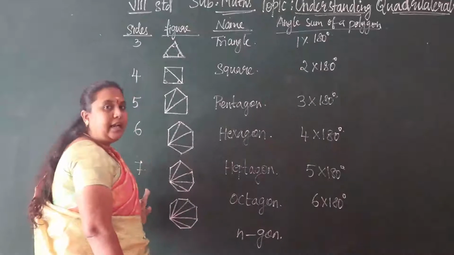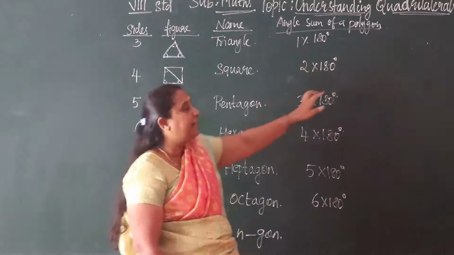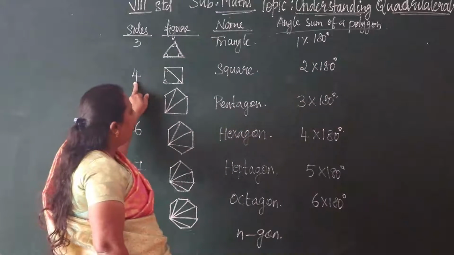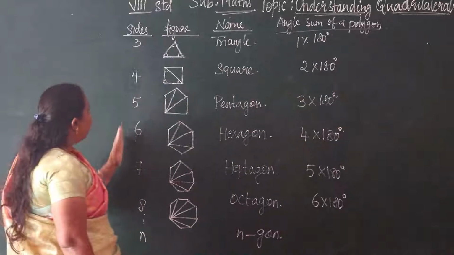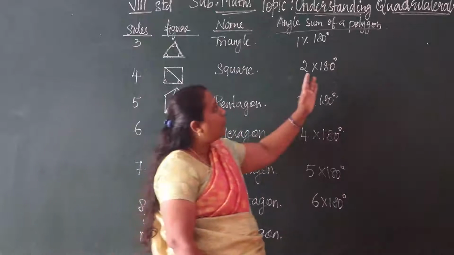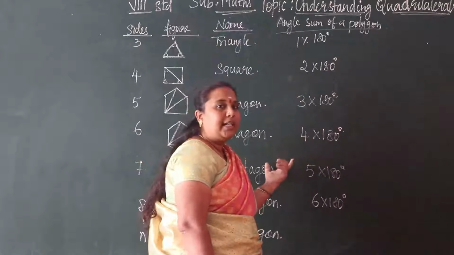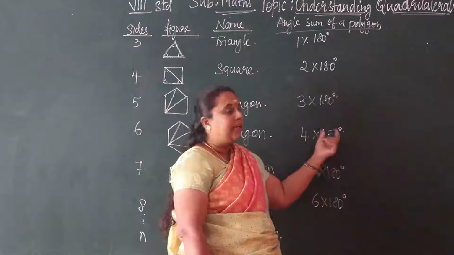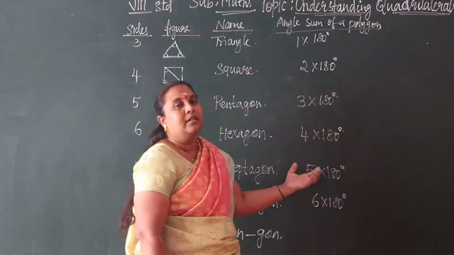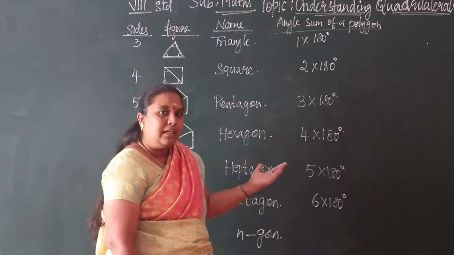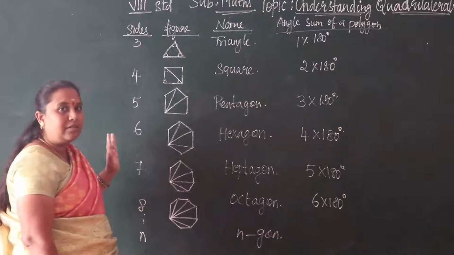See, from here we can write: for a 3-sided polygon we have 1 into 180 degrees, and for a 4-sided polygon we have 2 into 180 degrees. So that is the number of sides. The angle sum of the polygon is the number of triangles formed in the polygon into 180 degrees. The number of triangles formed in a polygon is 2 less than the number of sides of the polygon. Is it right?